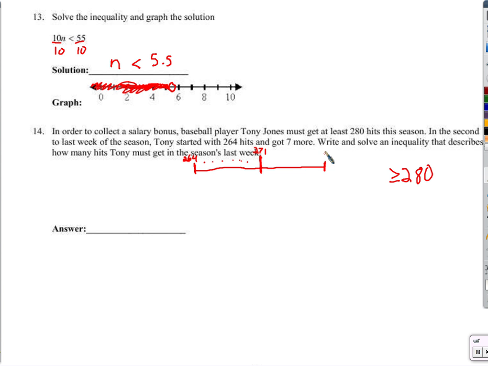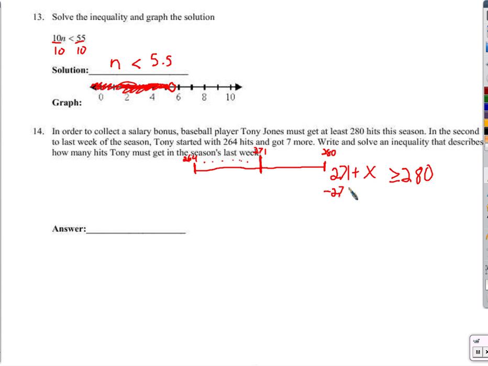And now he wants to have 280 hits or more by the end of this week. So he's got to add on some more hits. He's going to start at 271, and add on some unknown number of hits. And that will give him the bonus that he's looking for. So whether it looks like 271 plus x or 264 plus 7 plus x, it's all the same.